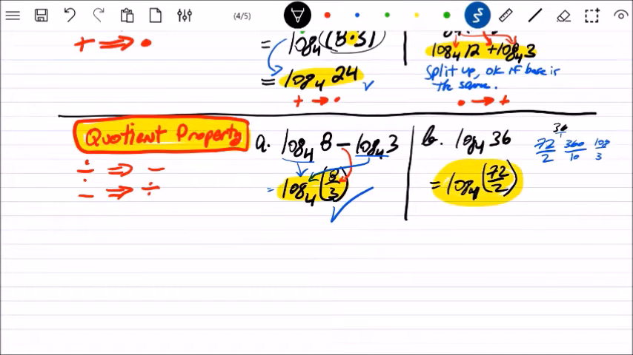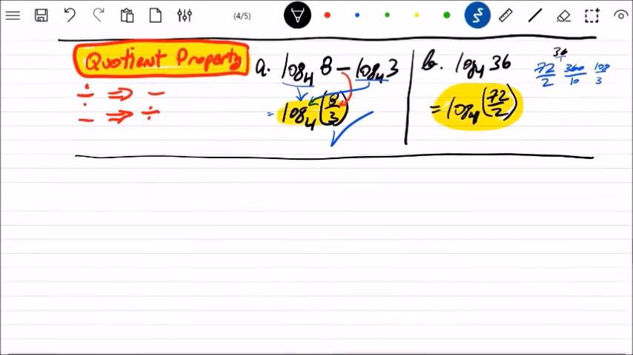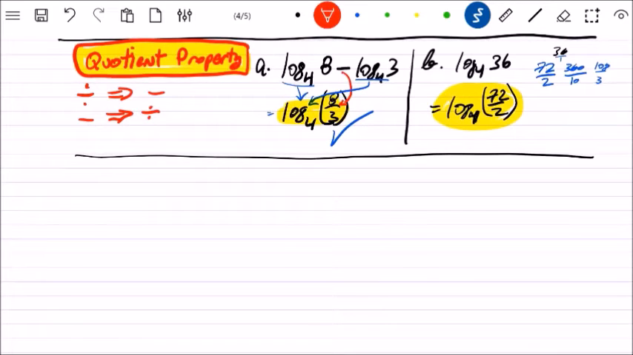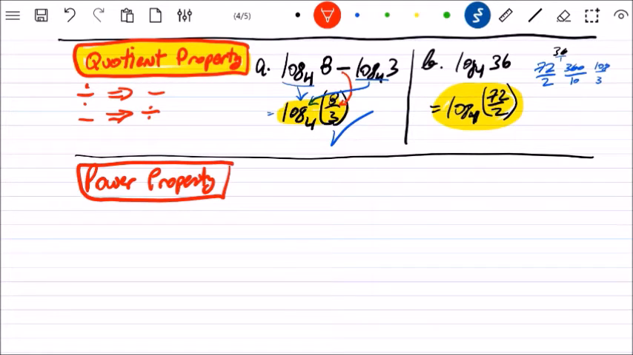Now the third rule. Third rule is called the power property. And this one's actually really easy to get and understand and is actually very common, maybe even more common than the other two. You use it more often in some different things.